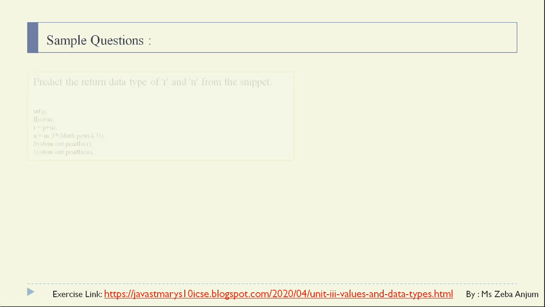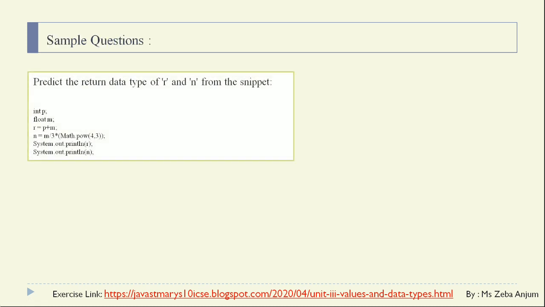Now sample question, let us see. The first question that you are going to see over there is: predict the return data type of R and N from the snippet. You are given some lines of code, and in those lines you have to identify what kind of data type R and N hold.